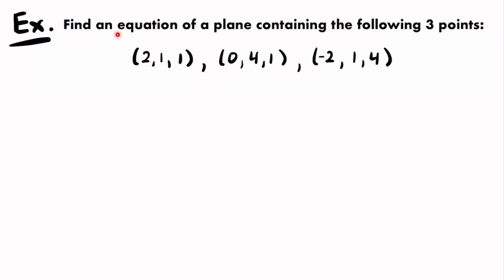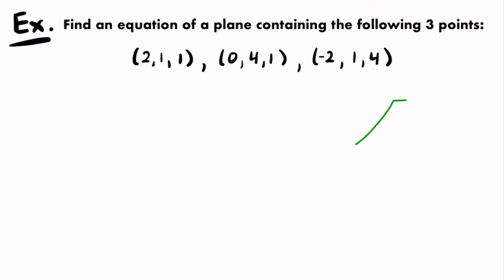Okay, so next up we want to find an equation of a plane containing the following 3 points, and we have these 3 points right here: (2, 1, 1), (0, 4, 1), and (-2, 1, 4). And this is a little bit of a weird problem, right? We just got done talking about how in order to find the equation of a plane, you need a point on that plane as well as a normal vector, or a vector perpendicular to that plane. But we don't really have those two things, do we? We have 3 points on the plane, which is 2 more than we need, and we don't have a normal vector. And so this seems like a pretty impossible task at first, but believe it or not, this is actually possible. And so let's think about what's going on here.